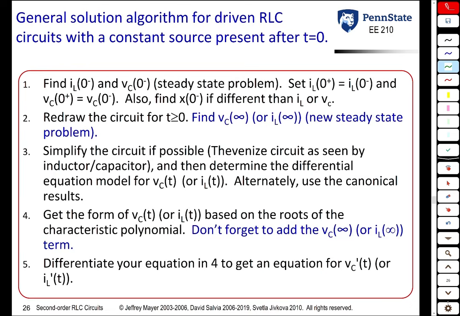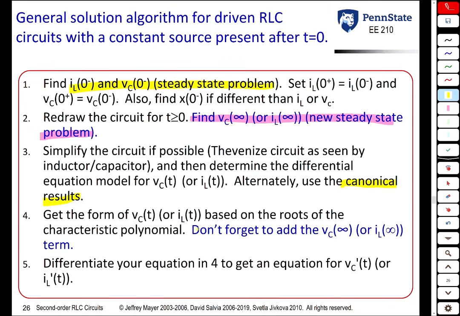So let's briefly look at the algorithm again, and we're going to see that it only adds a couple steps. So the first step is the same. You find your initial conditions. Second step is a new step. After the discontinuity, you find a new steady state value of either VC or IL, depending upon what you're ultimately looking for. Step 3 is the same. You basically find the form of the solution. And once again, we will almost always try to use canonical results. You find the characteristic polynomial, find the roots of the polynomial, you find the form: underdamped, overdamped, critically damped.